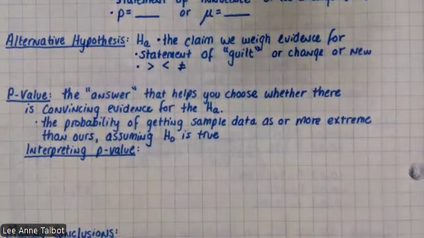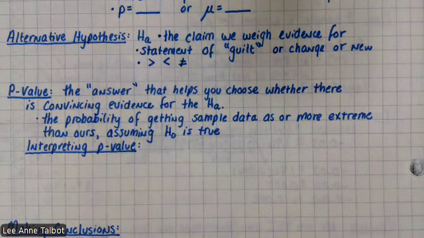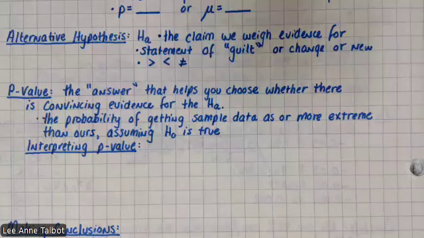The next bit of notes you're going to write here is about p-value. And to be honest, you've been using p-value all year. I just didn't call it that. That was that 5% threshold that we've been using all year, whether or not something was unusual. That was a p-value. I just never called it that.